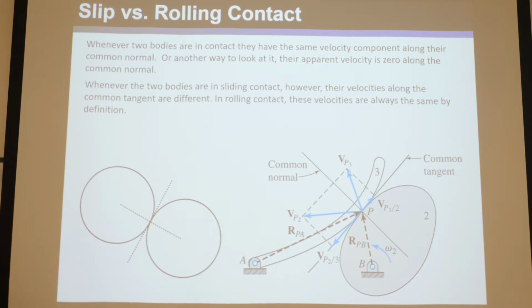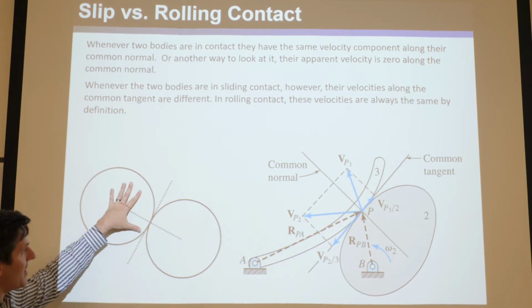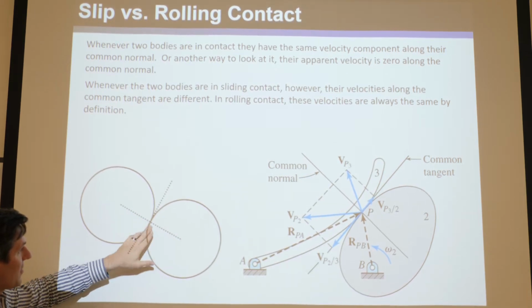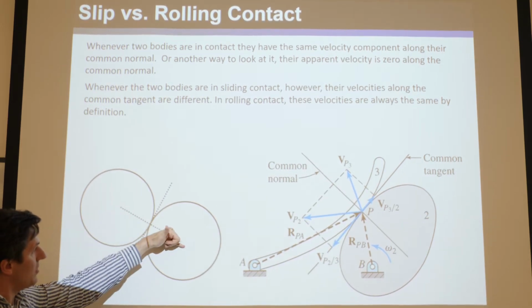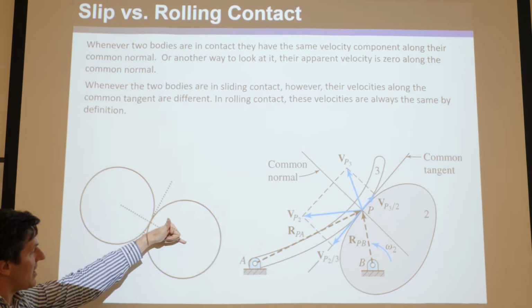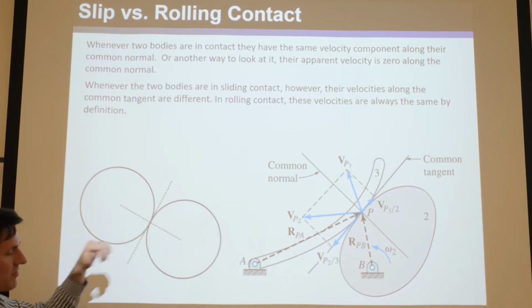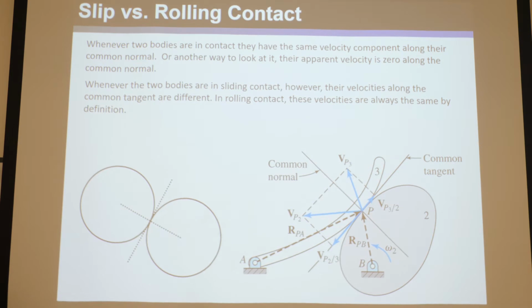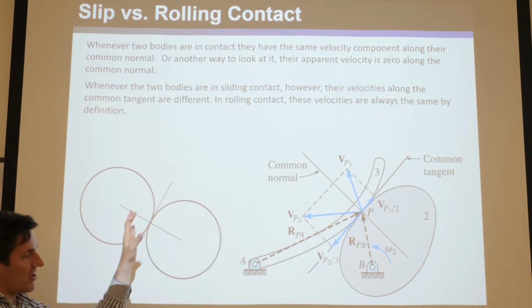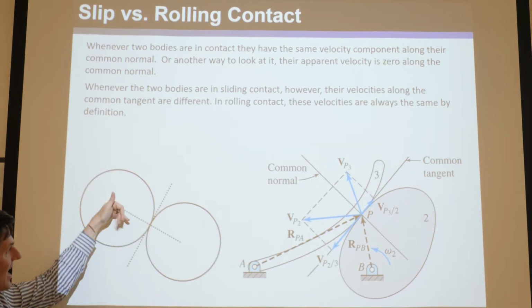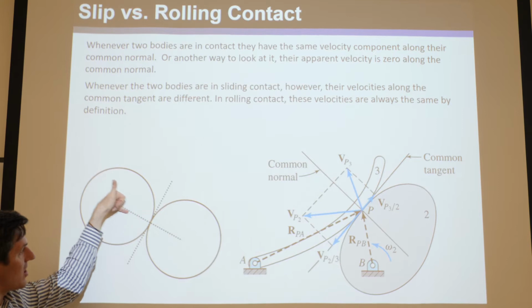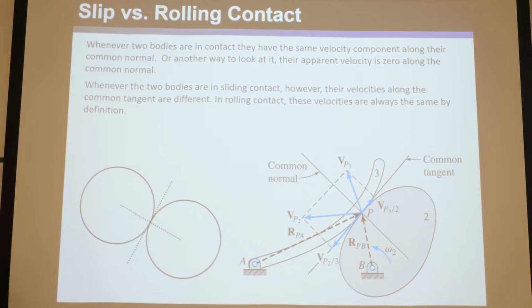Whenever two bodies are in contact, they have the same velocity component along their common normal. So consider these two bodies. If they're in contact, they're touching at a point here, and you can draw a line normal to that contact and a line tangential to it, 90 degrees from the normal. What defines contact is that the velocity of this point on this body and the velocity of this point on this body are equal along this normal line.